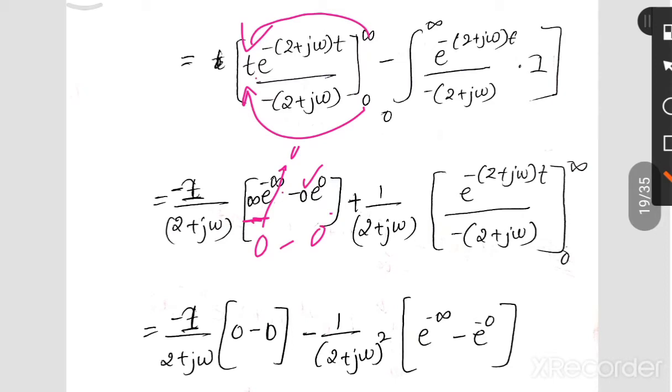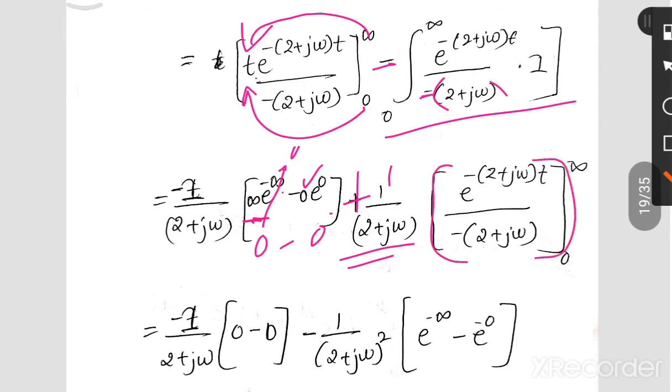Now we'll concentrate on the second part. We have to integrate it one more time. For that there is a minus sign. So this minus sign and this minus sign will be again plus. So take 2 plus j omega outside, that is 1 divided by 2 plus j omega outside, and then integrate this part, that is from 0 to infinity e raised to minus 2 plus j omega of t. Integrate it, e raised to minus of 2 plus j omega t divided by the coefficient of this, that is minus of 2 plus j omega. Substitute its limit of infinity and 0.